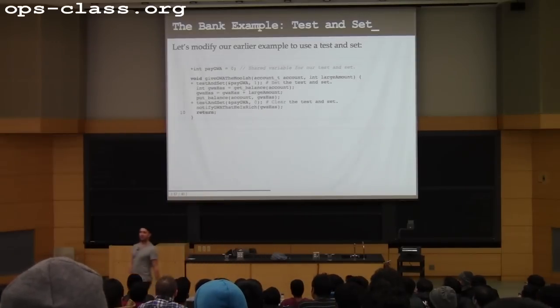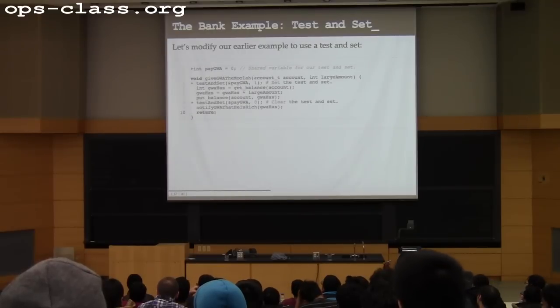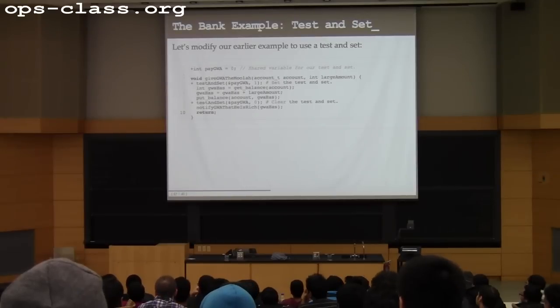Yeah, what am I doing with the output from the test and set? Remember, the test and set is going to test the variable for a certain thing and return the old value, right? But if I don't use the old value, does this code change the operation of this function at all? No, right? I clearly need to do something if there's another thread that's already inside the critical section, okay?